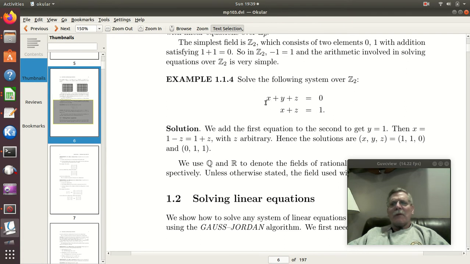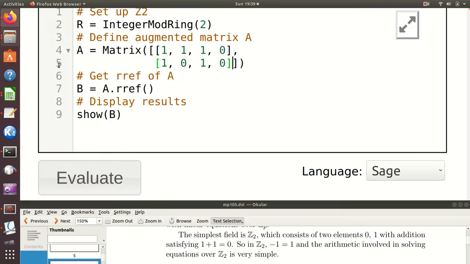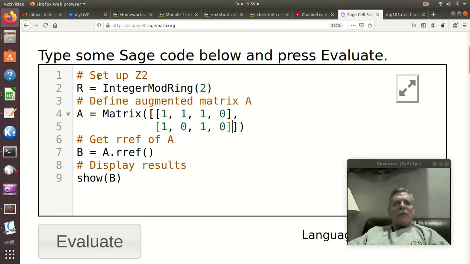we have this. I can put this augmented matrix into Sage, but I have to tell Sage, hey, we're working in Z2. And so the difference is that, so here I put that augmented system. Okay, there's a 1. I put that augmented system in just like before. I asked for the reduced row echelon form. I display the results just like before.